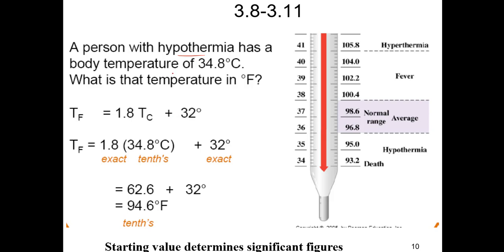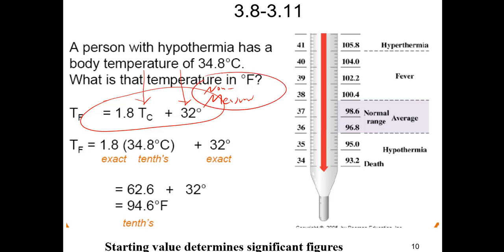So a person with hypothermia has a body temperature of 34.8 degrees Celsius. That's pretty cold. What is the temperature in Fahrenheit? So we identify the proper equation that we need. In this case, it's going to be from Celsius to Fahrenheit. Your starting values in the equation, you can assume all of these are going to be non-measured. All of them are non-measured.